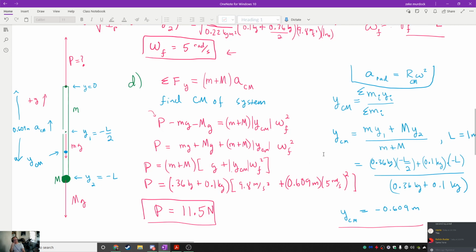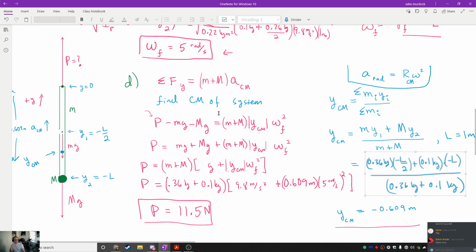Now, I don't know if you can tell, but there actually is another way to do this, where you'll get the exact same answer. You can basically say that the sum of all the forces in this case has to be equal to the mass of one object, like the ball, times its radial acceleration, plus the mass of the other object times its radial acceleration. And you'll get the exact same answer. In fact, if you plug in what we got for y center of mass right here into our equation, you can see that the m plus m's cancel, and you end up with these two terms.